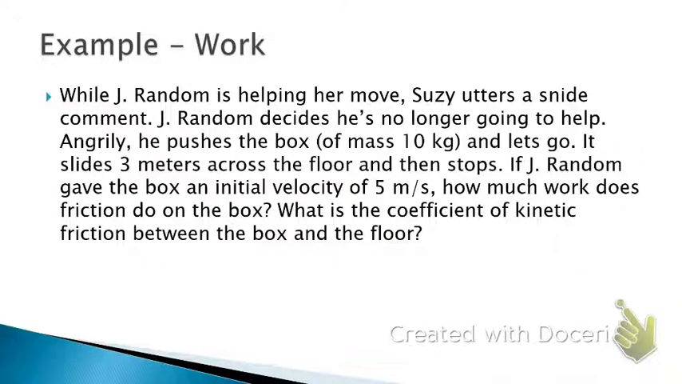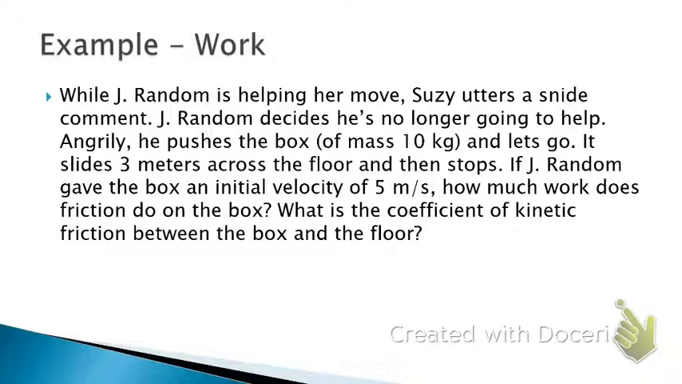Well, while JRandom's helping her move, Susie utters a snide comment, and let me tell you, this was a nasty, nasty statement, and I cannot repeat it as a teacher in a public school. But it was pretty nasty. So JRandom decides, forget this, and he just gives it a big old shove. He pushes that box and he lets go.